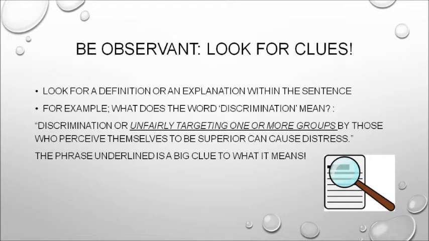For example, if we ever think about the word discrimination, what does it mean? So say the passage said, discrimination or unfairly targeting one or more groups by those who perceive themselves to be superior can cause distress. So the phrase that's underlined, basically the unfairly targeting one or more groups, is a big clue to what the word discrimination actually means.